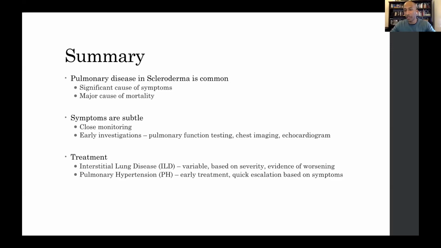It's based on severity and evidence of worsening. Some people we choose not to treat, and that's okay if things are stable or if the risk of the drug is higher than the benefit. For pulmonary hypertension, if it's present, we almost always treat it unless there's a contraindication for whatever reason. And usually we're fairly quick to escalate therapy based on symptoms, often using a combination of medications.